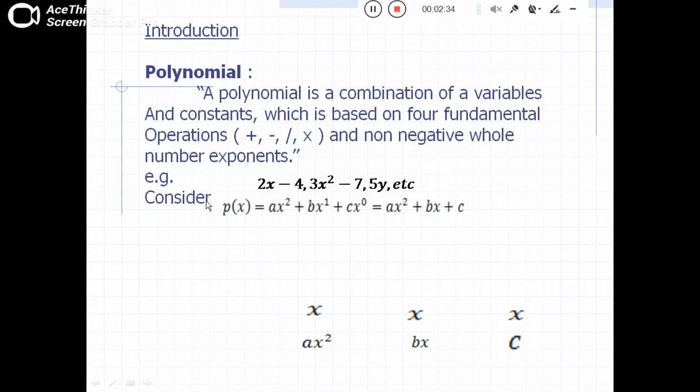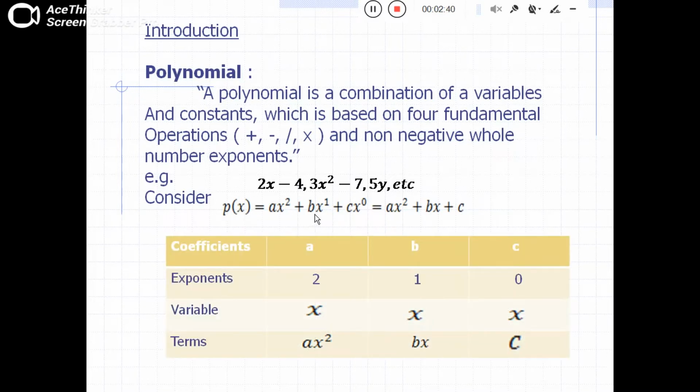Now consider a polynomial p of x, ax square plus bx raised 1 plus cx raised 0. It means this polynomial can be written as ax square plus bx plus c. You are going to understand this in terms of coefficient, exponent, variable and terms. In ax square plus bx plus c, the coefficient of x square is a, the coefficient of x is b, and c is the constant term. So a, b and c are the coefficients.